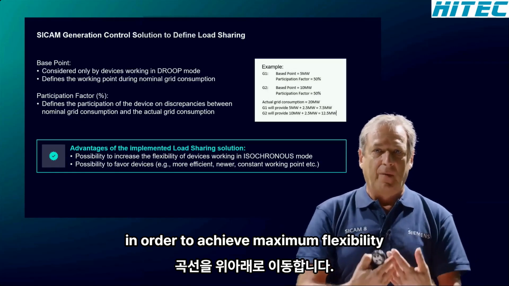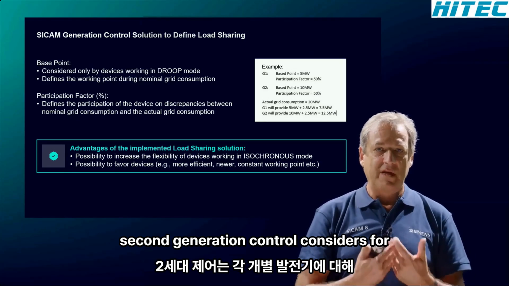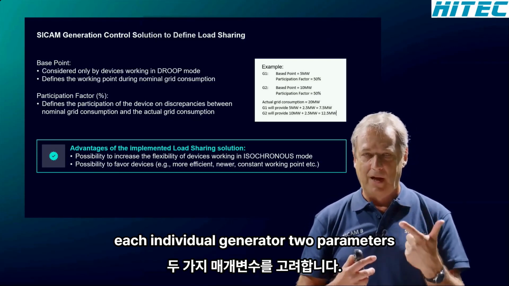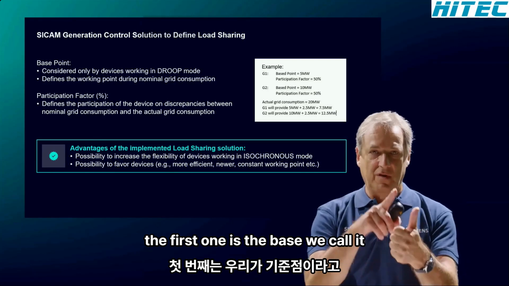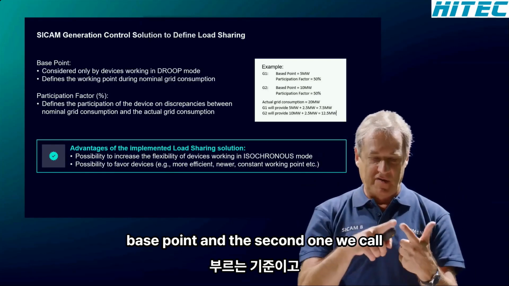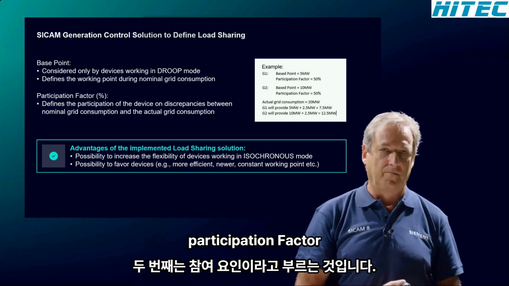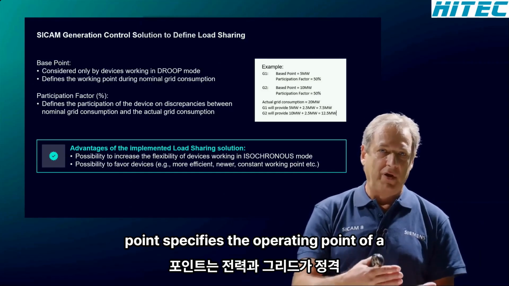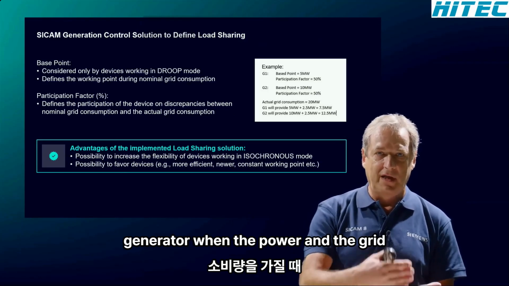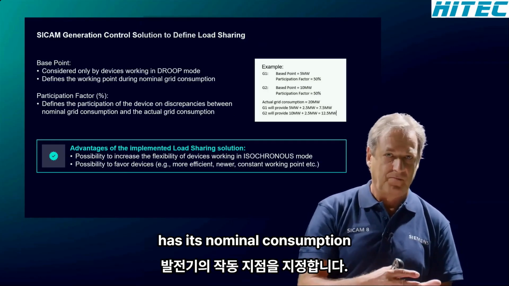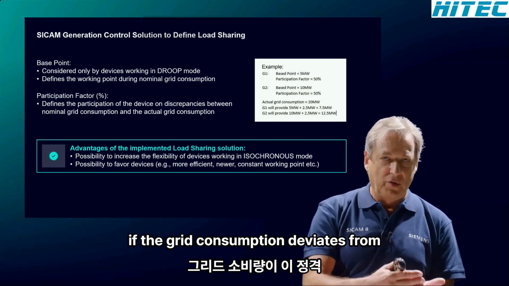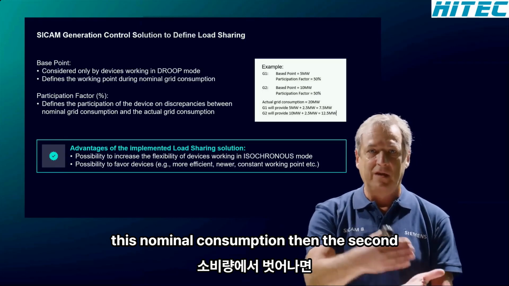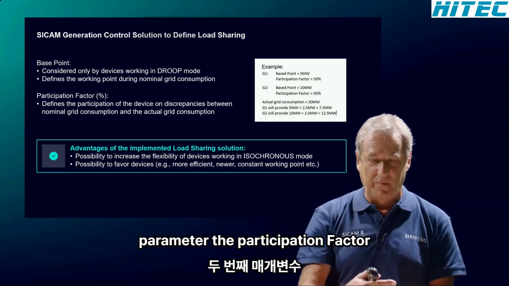In order to achieve maximum flexibility, SICAM generation control considers for each individual generator two parameters. The first one is the base point. And the second one we call participation factor. The base point specifies the operating point of a generator when the power in the grid has its nominal consumption. If the grid consumption deviates from this nominal consumption, then the second parameter, the participation factor, becomes important.